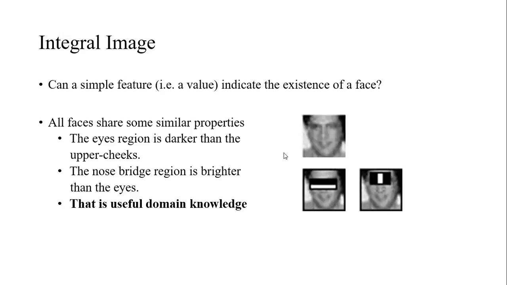Now, going on to integral image, the first question that is generally asked is, can a simple feature like a value indicate the existence of a face? Generally speaking, each and every face has a particular property. Some of the properties are the eyes region being darker than the upper cheeks, the nose bridge being brighter than that of the eyes, and so on. Now, this information is called the domain knowledge.